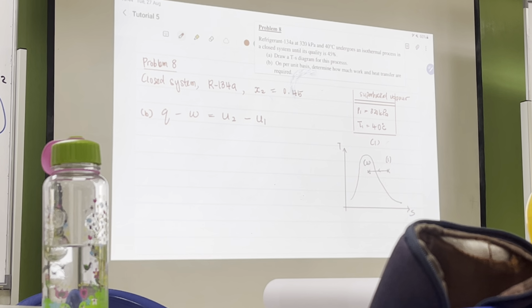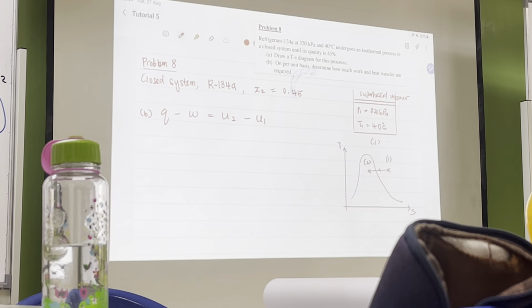Okay, again, if you can know clearly what the Q in, Q out, work in, work out are, you can expand the whole equation and then solve accordingly. But here, we don't do that first. Let's pretend we don't know anything here. So what do we have here? We need to figure out this. We also need to figure out this.